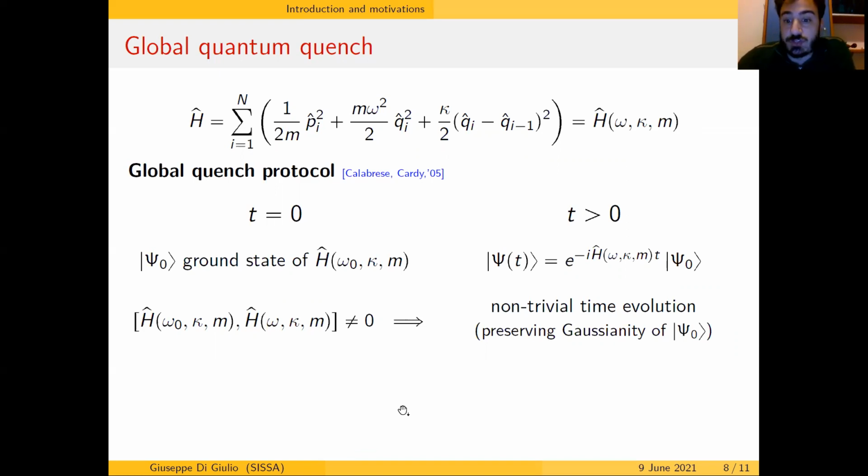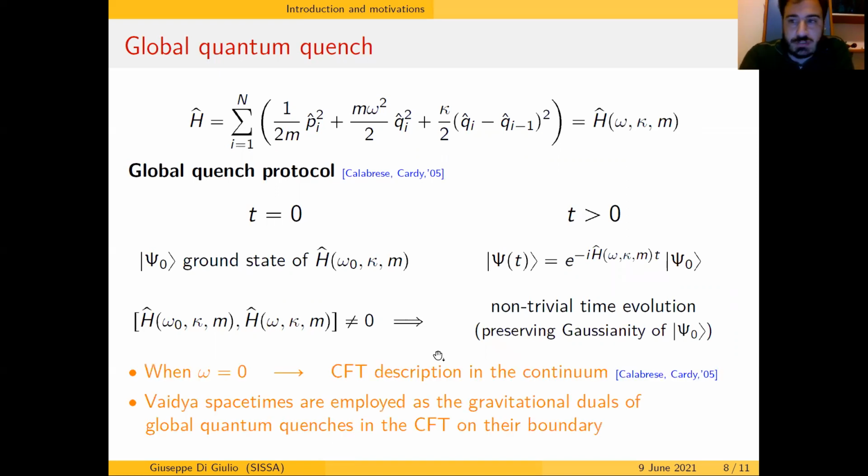And so this leads to a non-trivial time evolution that moreover preserves the Gaussianity. And so we can apply our machinery for computing the complexity of Gaussian states for detecting its temporal evolution. Moreover, we focus on the massless case, when omega is equal to 0, which has an underlying conformal field theory description in the continuum limit. And also holographically, there are some results in the Vaidya spacetimes, which are backgrounds employed as a gravitational dual of the global quench of the CFT at the boundary of AdS.